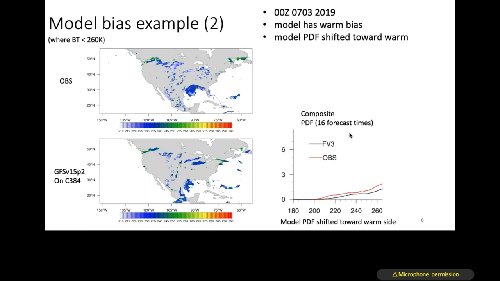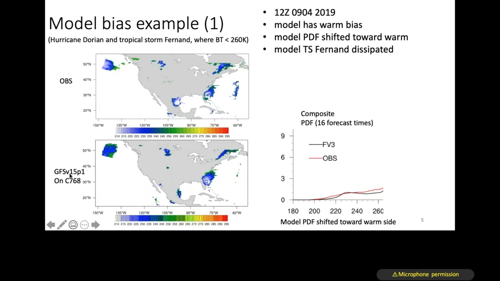Another example, this is a non-hurricane example, in July 2019. From the PDF, we can clearly see this bias again. And from this snapshot, we can see there are a lot of cold areas in the observation, but the model simulation is smaller and less cold. Also this structure, the model simulation of this structure is smaller. This example is from the model result using GFS version 15.2 on the C384 grid, I believe that's a 25 kilometer grid. And this example is from GFS v15.1 on a higher resolution grid, C768.